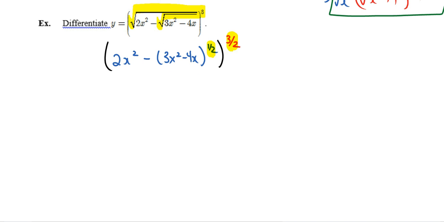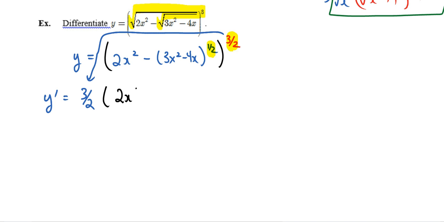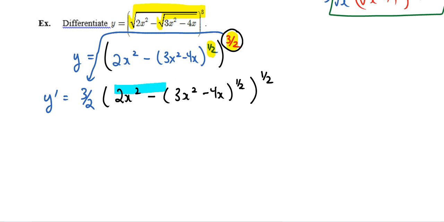Okay, but once I've simplified the problem, now let's go ahead and find its derivative. So y prime tells you I need to apply the power rule first, so this will be 3 over 2, which is just this exponent right there. Okay, and then this will be a 2x squared minus bracket 3x squared minus 4x to the power of 1/2, if I take this 3 over 2 and minus 1 from that, I'll get 1/2. Okay, and then the chain rule tells you that you need to take the derivative of this inside guy now.